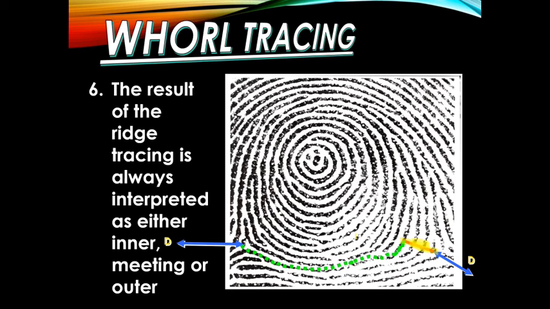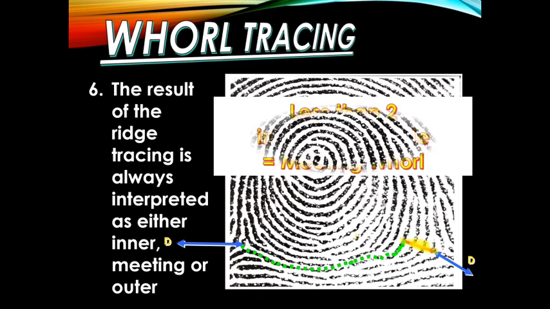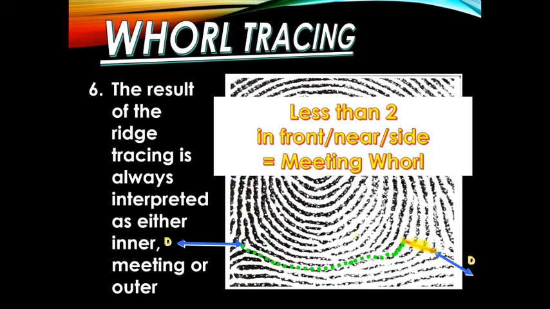Why? Because a whorl will be considered a meeting whorl if it has less than 3 ridges intervening between the traced ridge and the right delta, wherein it is located either in front of the inner delta or the right delta, or near the right delta.